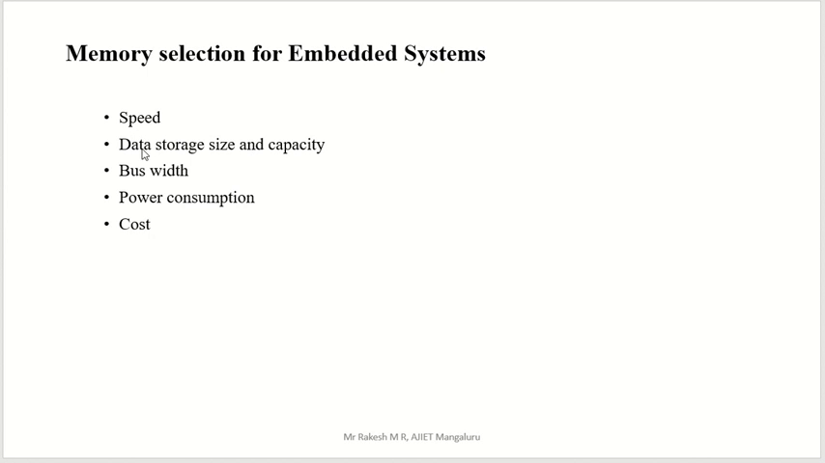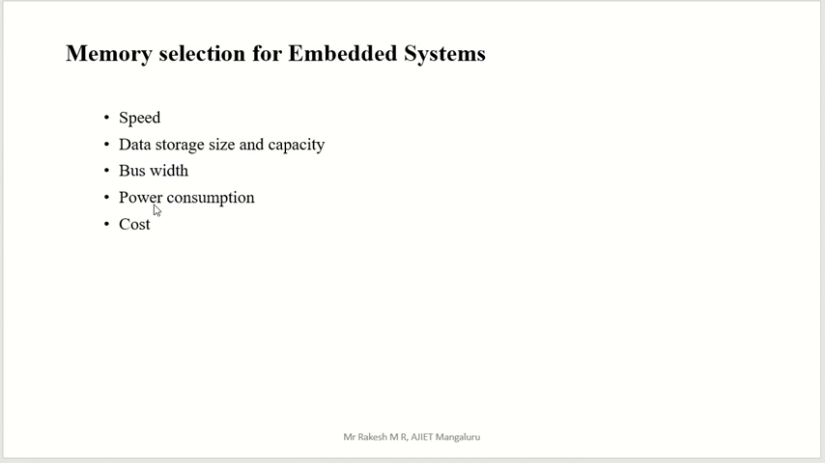Okay. Next, data storage. What are you going to consider if you are going to select memory? Data storage should be high, right? Data storage size and capacity we are going to check in order to take that memory. Bus width also we have to concentrate on, and power consumption, how much power it consumes, that also we have to concentrate on. This is a very important factor, power consumption, also cost and speed.